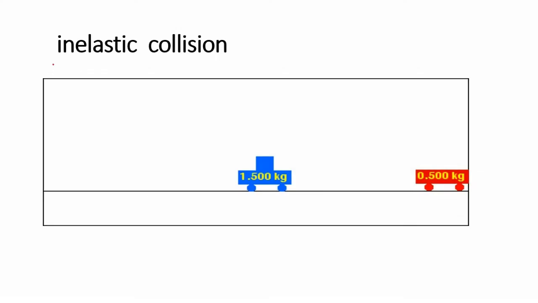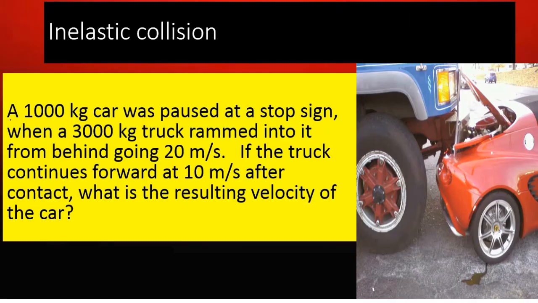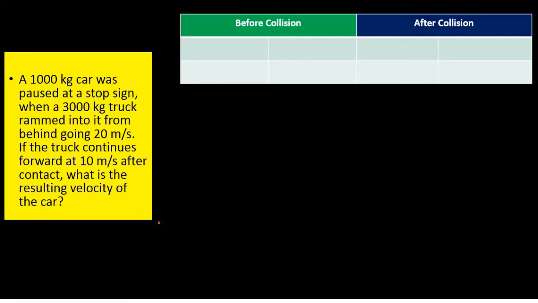Now let's go to inelastic collision. Here's an example of inelastic collision. A 1,000 kilogram car was paused at a stop sign when a 3,000 kilogram truck rammed into it from behind going 20 meters per second. If the truck continues forward at 10 meters per second after the contact, what is the resulting velocity of the car? So these are the choices.